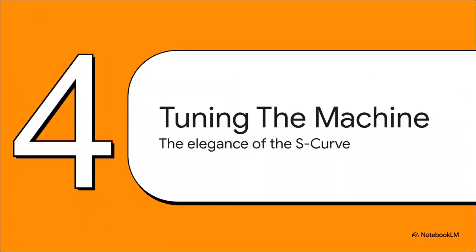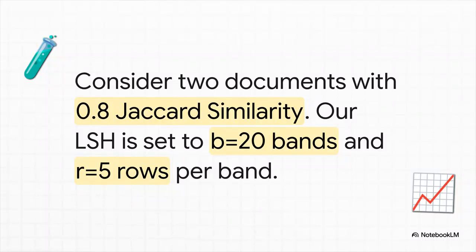Well, the answer to that question is where LSH goes from just being clever to being truly brilliant. It's all about how you tune the machine to create a statistical phenomenon called the S-curve. Okay, let's just walk through a quick example to see how this works. Let's say we have two documents that are 80% similar. Thanks to MinHashing, their signatures are also going to be about 80% similar. Now, we'll set up our LSH machine with 20 bands, and each band will have 5 rows. So what are the odds that they end up as a candidate pair?